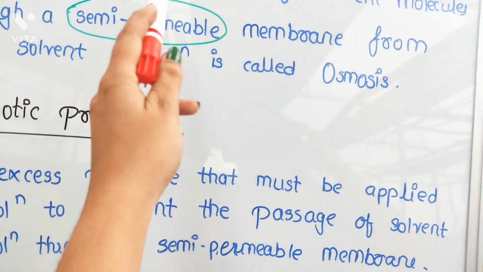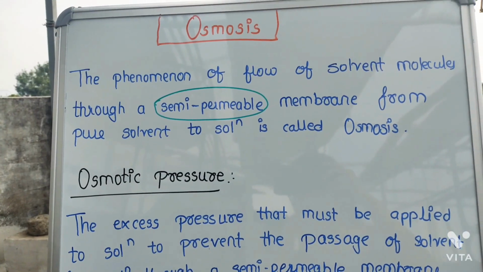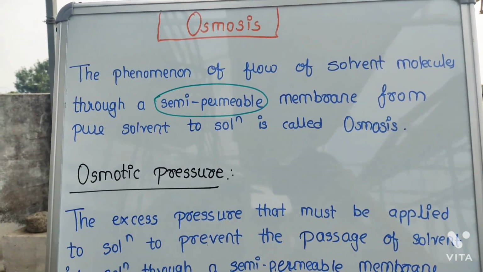So, what is this semi-permeable membrane? This osmosis all depends on this semi-permeable membrane. So what is a semi-permeable membrane? It is a thin membrane that will pass certain small molecules but not others.